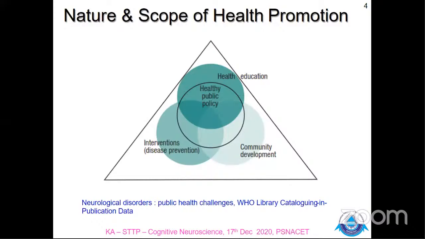So one domain is disease prevention. Another is community development: how we can improve community people. Another domain is healthcare education. These three combined make the entire scope of health promotion. In the present scenario, we consider all three domains: healthcare education, disease prevention, and community development, meaning how we can develop and improve the rural people and rural areas for the community.